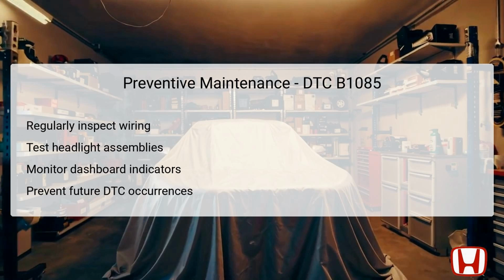Monitoring dashboard indicators enables prompt attention to emerging issues such as warning lights, which can signal low-beam failures like those represented by DTC B1085. Regularly scheduled vehicle maintenance checks can mitigate unexpected failures, ensuring the vehicle's lighting system remains fully operational, and thereby improving safety and performance in various driving conditions.